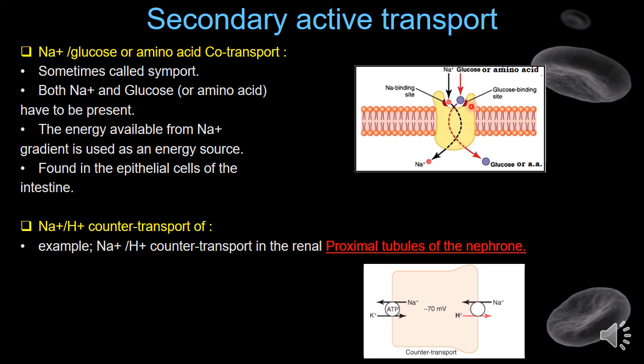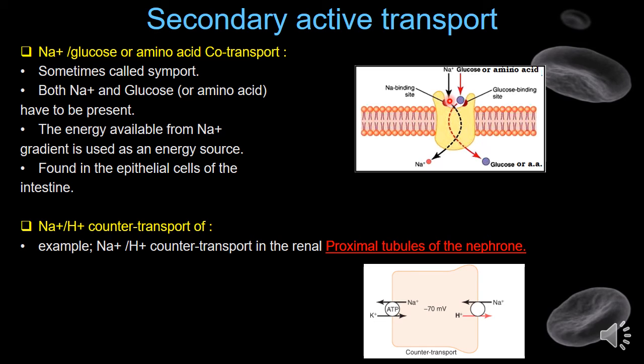So let us see this sodium glucose or amino acid co-transportation. This is the carrier, and you can see this carrier has 2 sites, one for sodium and one for glucose or amino acid. By binding these substances to their sites, the carrier changes its shape and brings the sodium and the glucose from outside to inside. So they are moving in the same direction. This is a co-transportation, symport.